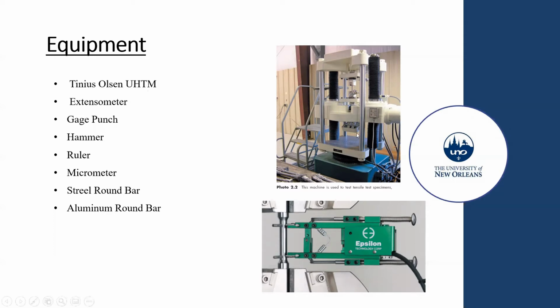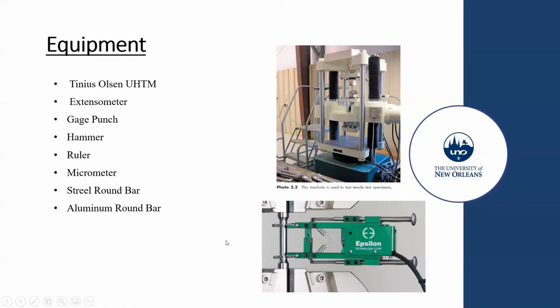So in this experiment, we're going to use several equipments, one of which is Tinius Olsen UHTM. And you can see this equipment on the right side, upper right corner. UHTM stands for Universal Hydraulic Testing Machine. We will be using this machine for this experiment, and also for the concrete compression test. We can use this machine to apply a tensile force as well as compression. The upper section is used for tensile testing, but the lower portion is for concrete compression testing.